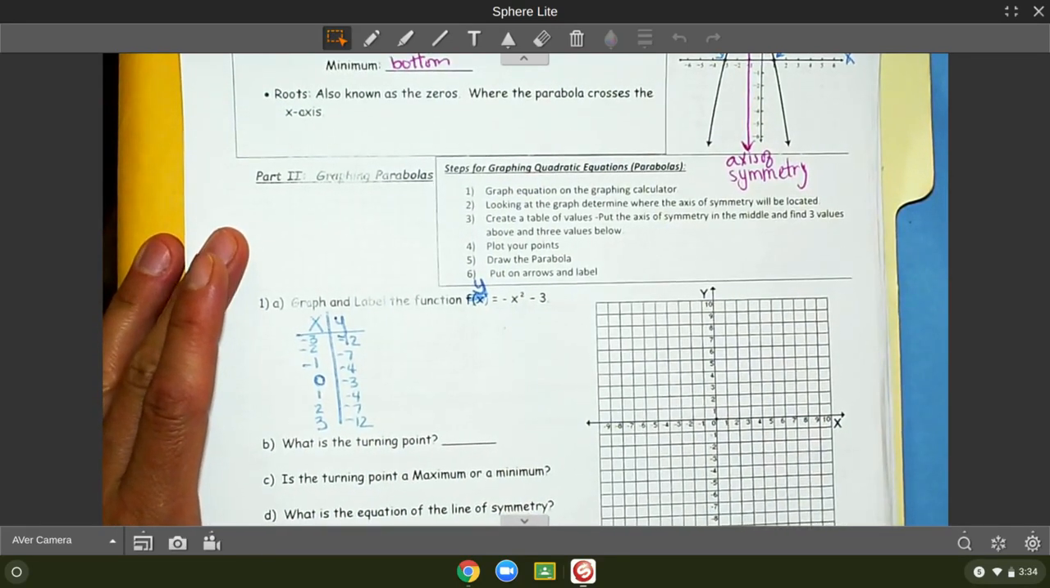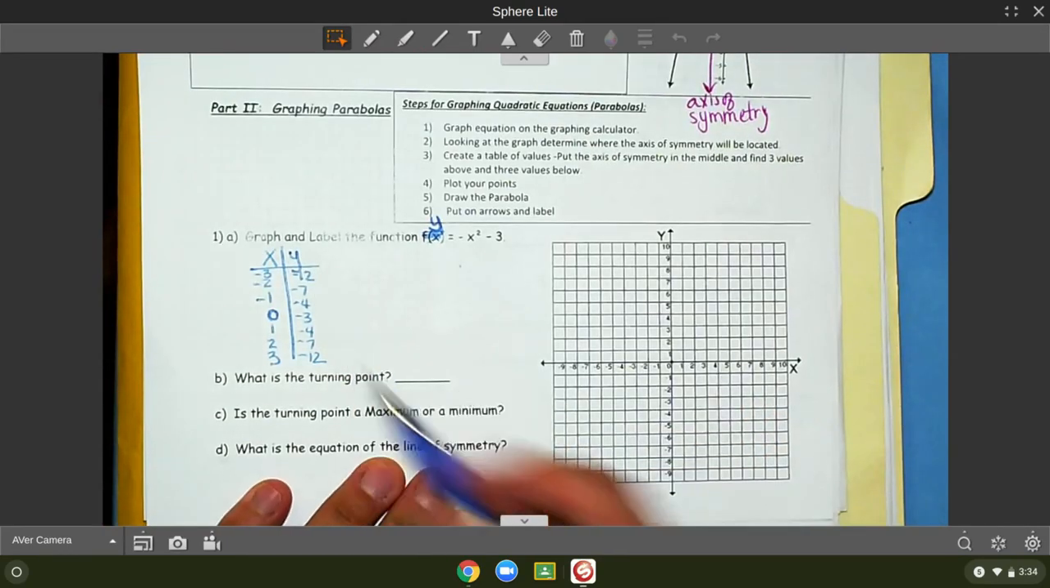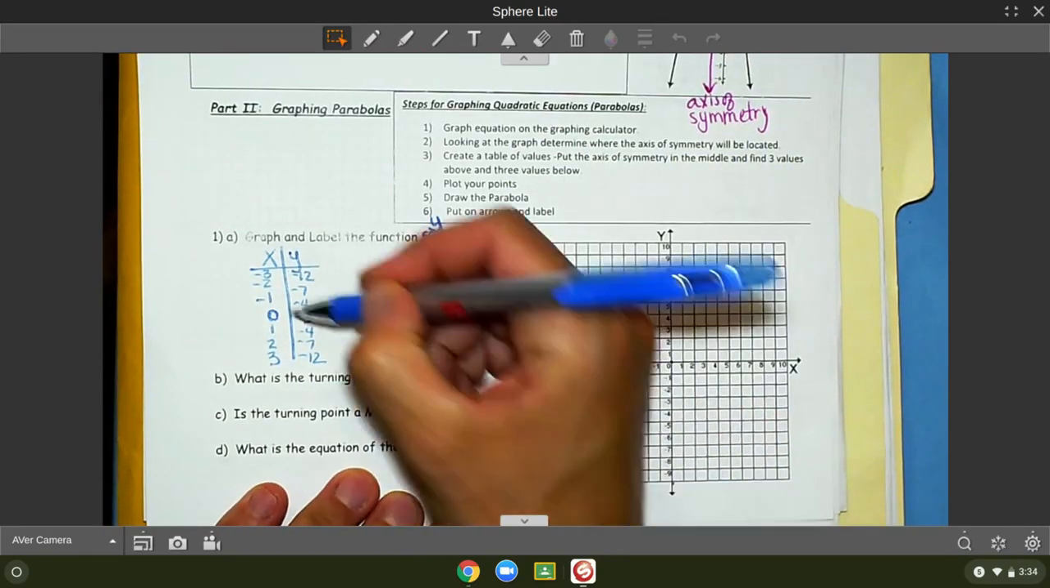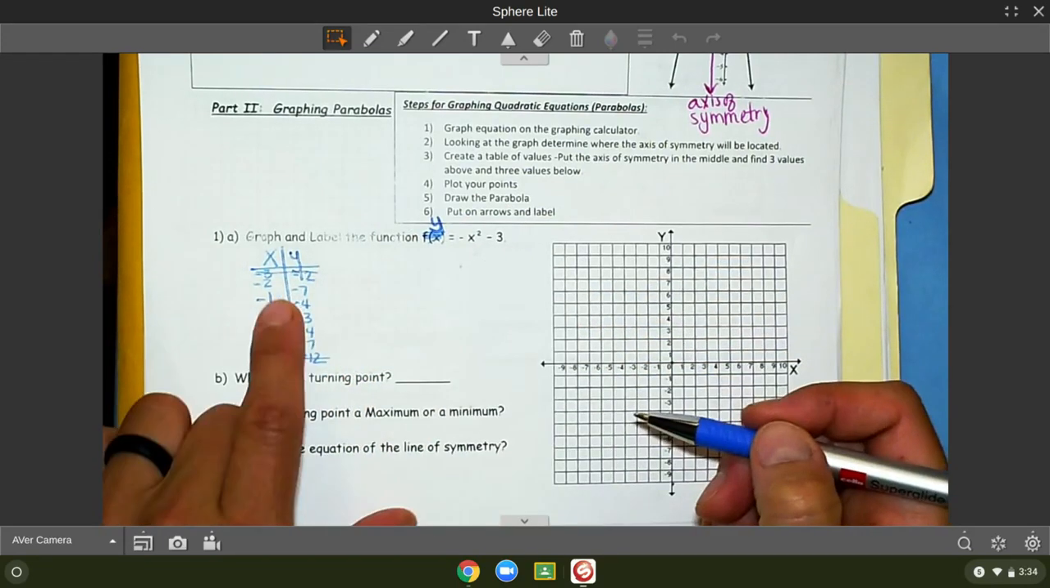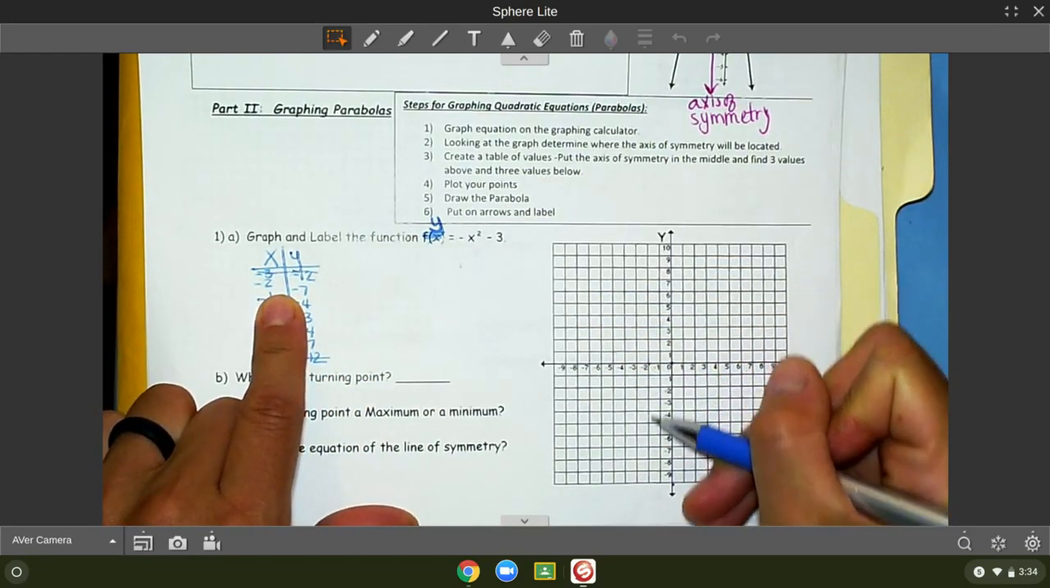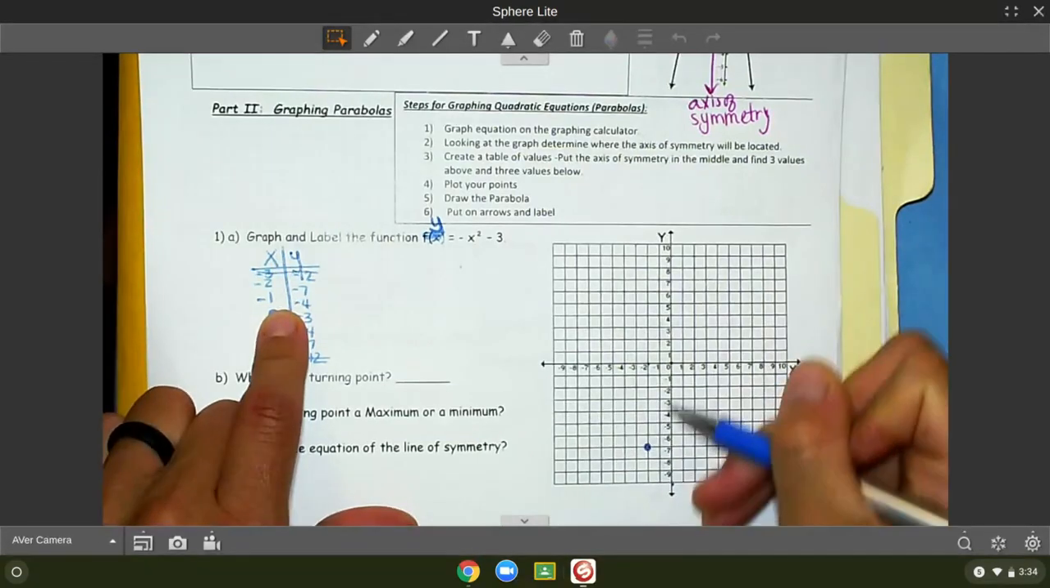Okay, we can go ahead now and graph this. Now the -12s, those are not going to fit. My graph doesn't go that far, so I cross those off. So I'm going to start at -2, -7, -1.